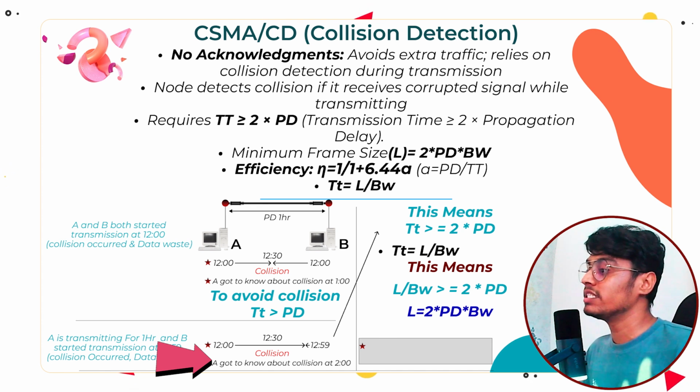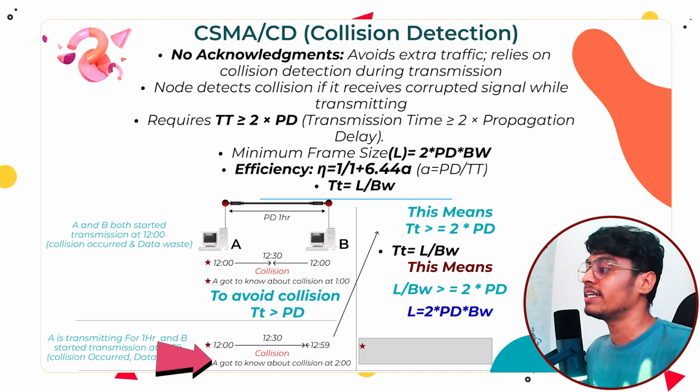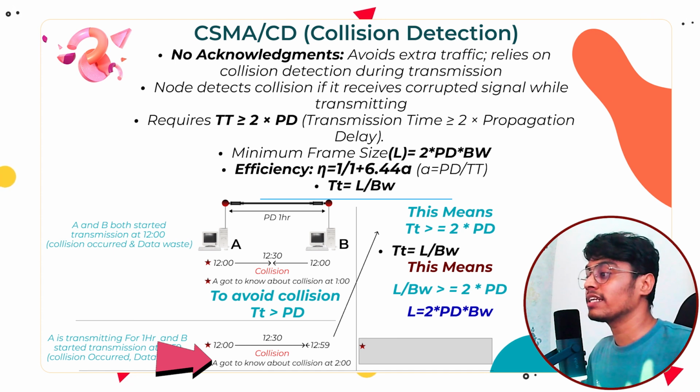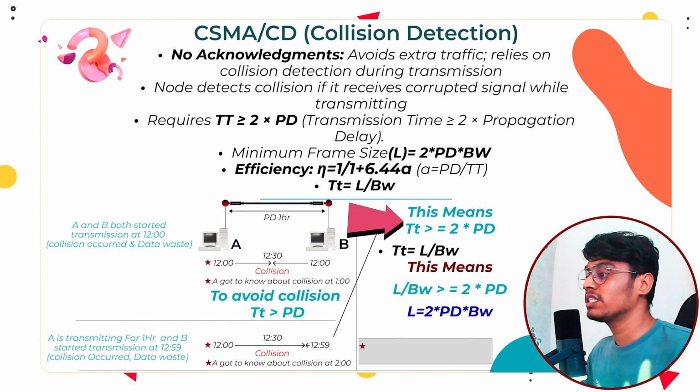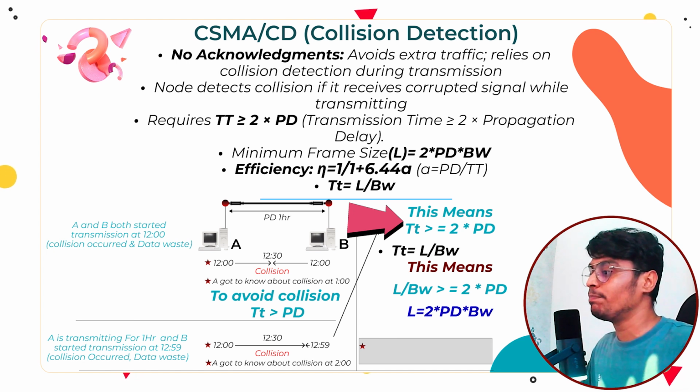A will know that its data came into collision, but this is only valid under the condition that A is still transmitting at that time. If A stopped transmitting at 12:05 or 12:10 or 12:30, 1 p.m. or any time before 2 p.m., then it cannot detect the collision. So in the worst case, how long should the transmission time be? Transmission time should be greater than or equal to 2 times the propagation delay. This is a very important formula. Transmission time is greater than or equal to 2 times propagation delay.